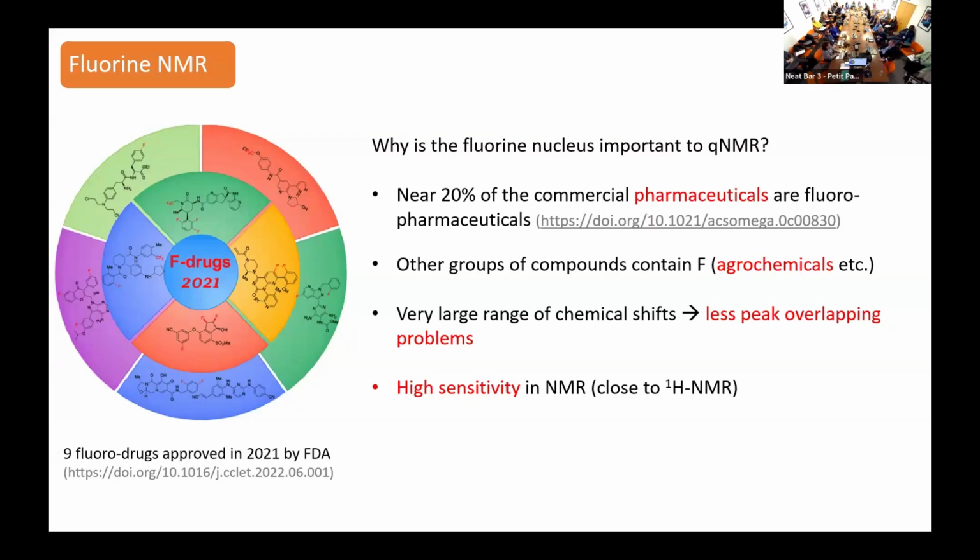So fluorine is a good nucleus for qNMR because we have near 20% of the pharmaceuticals containing fluorine. And also we have fluorine in other compounds like agrochemicals and PFAS and many others. It has a very large range of chemical shift, so we have less risk of overlapping peaks compared to proton NMR. And also its sensitivity is very high, almost the same as the one you find for proton.